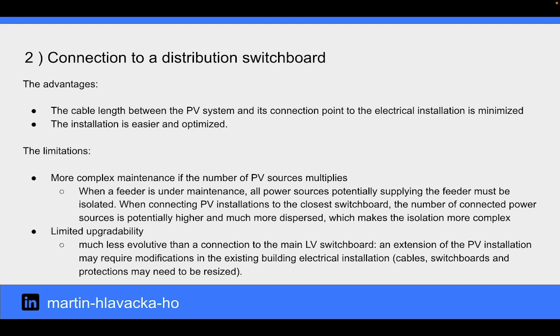Another limitation is limited upgradability. This configuration is much less evolutive than a connection to the main LV switchboard. An extension of the PV installation may require modifications in the existing building electrical installation.